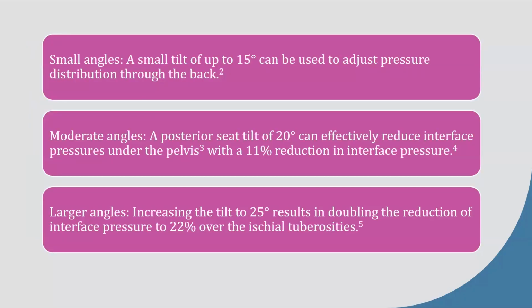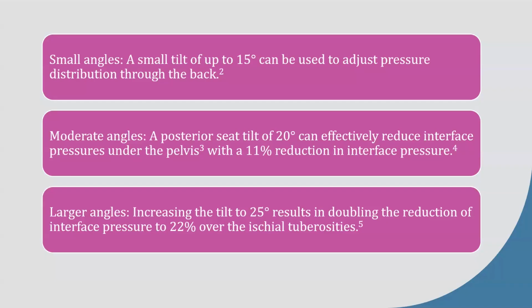Now, just a bit about the research that's out there. Small tilts up to 15 degrees can be used to start adjusting pressure distribution through the back. Moderate angles are going up to 20 degrees of tilt. So this was a systematic review that concluded that can effectively reduce interface pressures under the pelvis. Tilt into 20 degrees resulted in an 11% reduction in interface pressures.